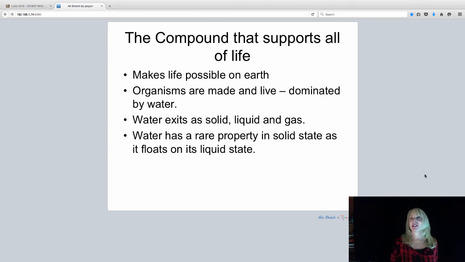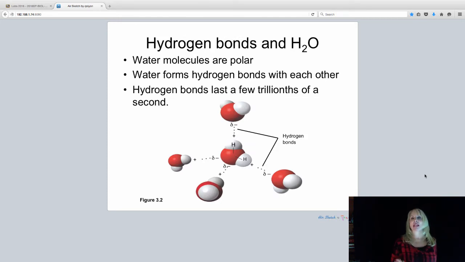Water exists in a solid, liquid, and a gas, and water has a rare property in a solid state as it floats on its liquid state. That is strange, isn't it? All right, so hydrogen bonds and water. Now, we talked about hydrogen bonds in chemistry on the last class. Water molecules are polar. Now, that's going to become important throughout the semester, whether something is polar or nonpolar.